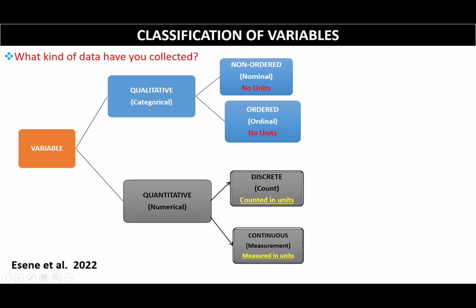When you go to categorical variables, they are further classified into what you call nominal or non-ordered. Here we have no units. We have ordered or ordinal variables. Let me give an example. If you want to measure, for example, the blood group, or you want to have data about the sex, okay, sex is not ordered. You can say male, female, or female, male. So it makes no difference if you say male, female, or male, female.